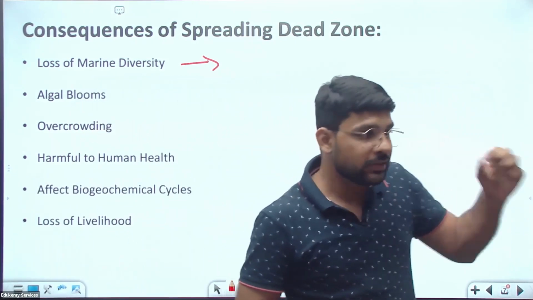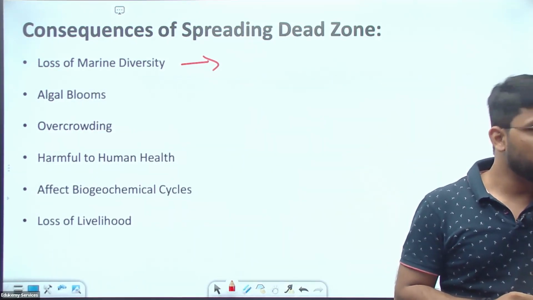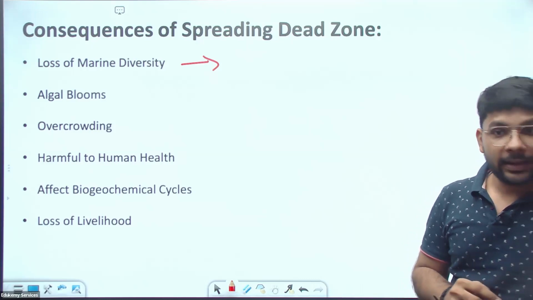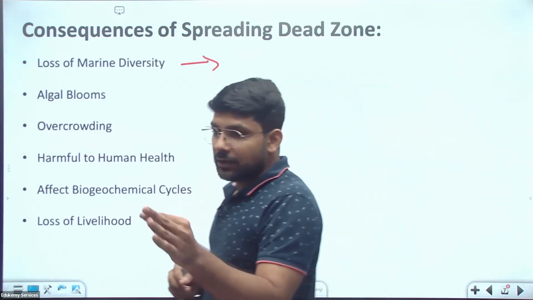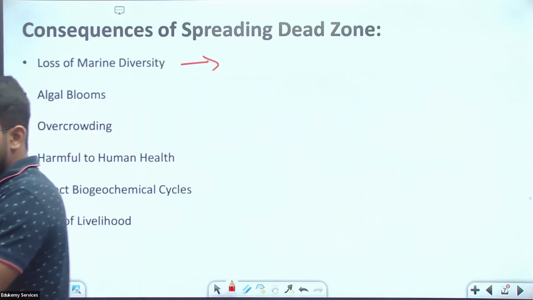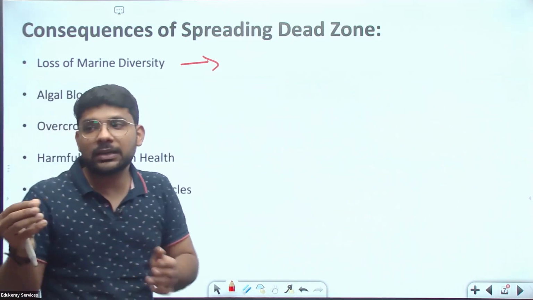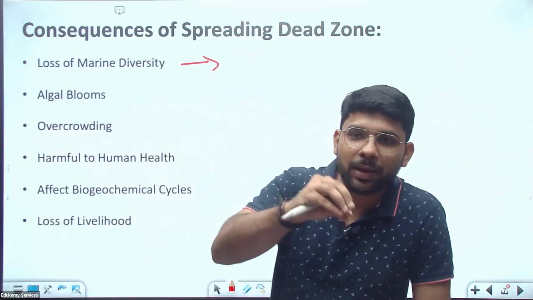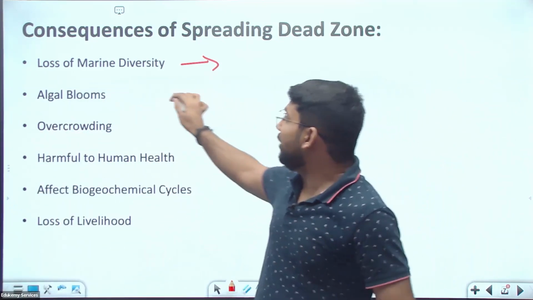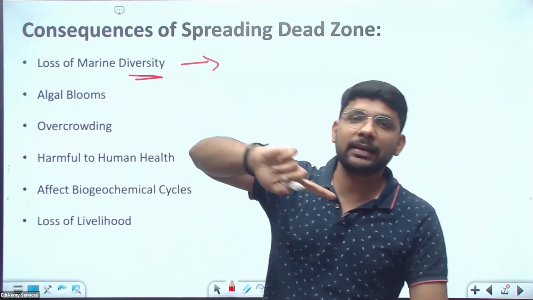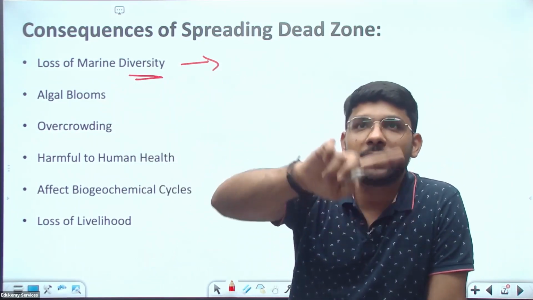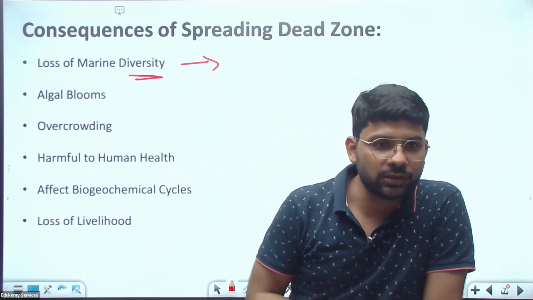If the oxygen level decreases, then the number of organisms in that area start dying. So the specific organisms which require a high amount of oxygen start dying. So the diversity of the organisms in that area will decrease.